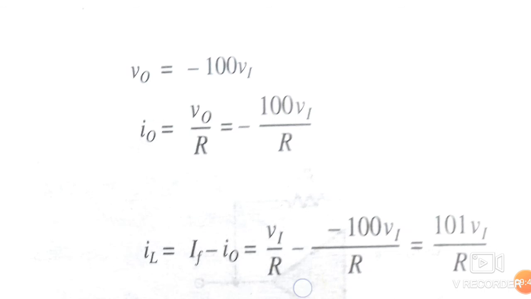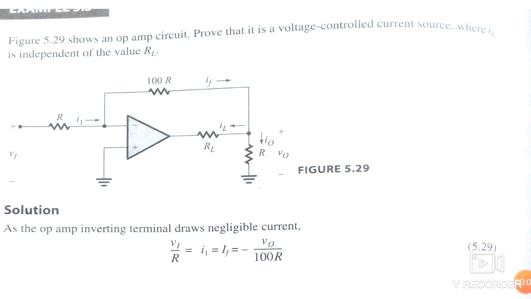So IL is equal to 101 V1 upon R, and this is independent of RL. So we can say that output current is independent of output load, so output will be a current source. This proves that this circuit is a current source and it is dependent on some voltage. So this is called a voltage controlled current source. So output is current, input is voltage.